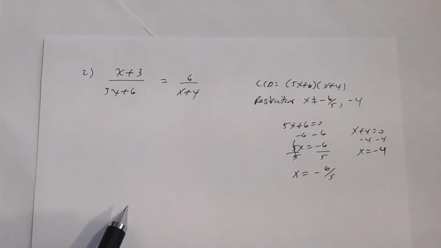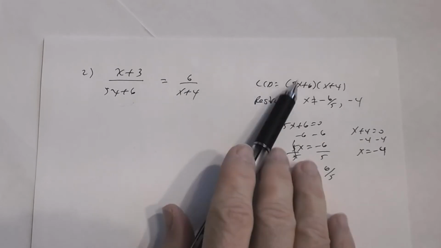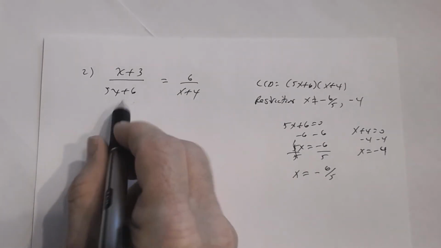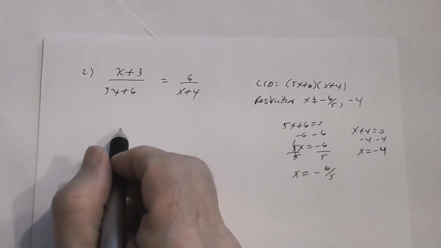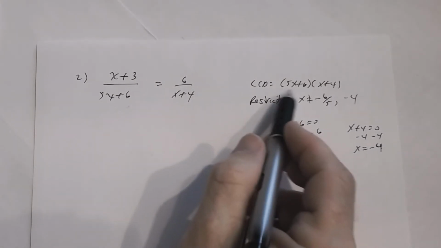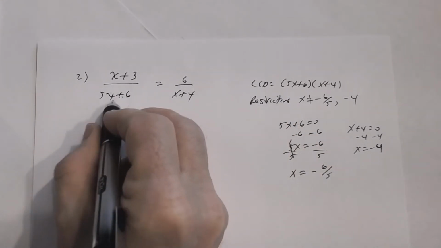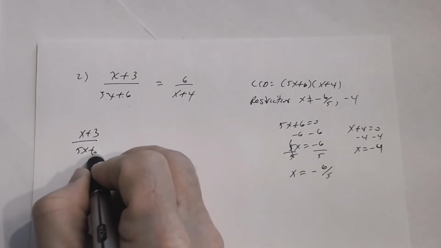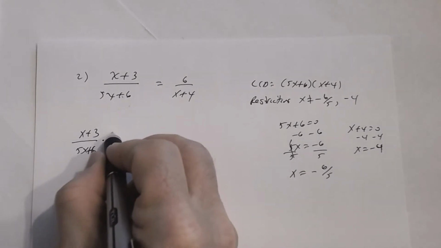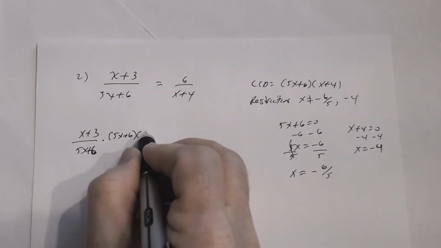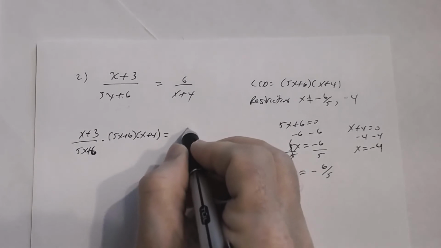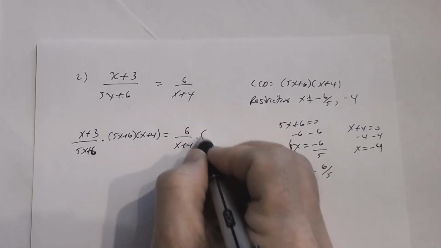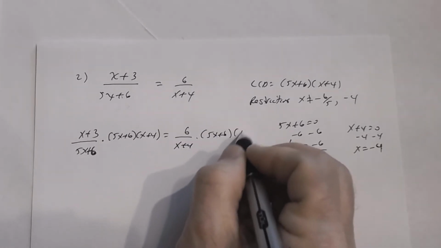All right? Now, the next step is to multiply both sides by the LCD. So notice there's just one fraction each side, so I'm not gonna put parentheses like I did with number 1. So no parentheses are needed here. So I'm just going to say LCD times this. So I have this fraction, x plus 3, divided by 5x plus 6, times the LCD, 5x plus 6, times x plus 4, equal 6 divided by x plus 4, times the LCD, 5x plus 6, times x plus 4.